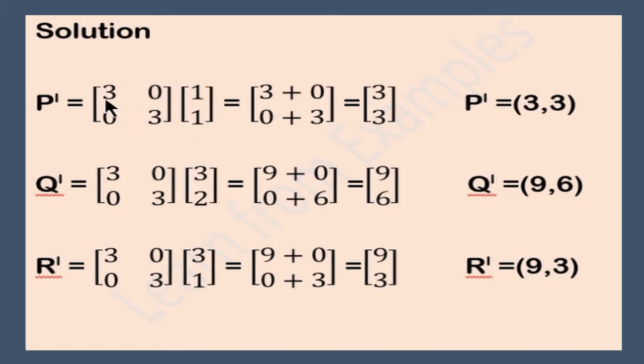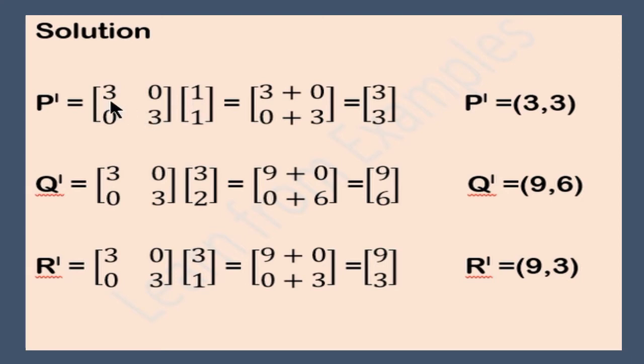The first thing we need to understand is that in this matrix there are 2 rows and 2 columns. So this is a 2 row by 2 column matrix, with a first row and a second row. And this one has 2 rows and only 1 column. So matrix multiplication is possible. Let's look at how to multiply.